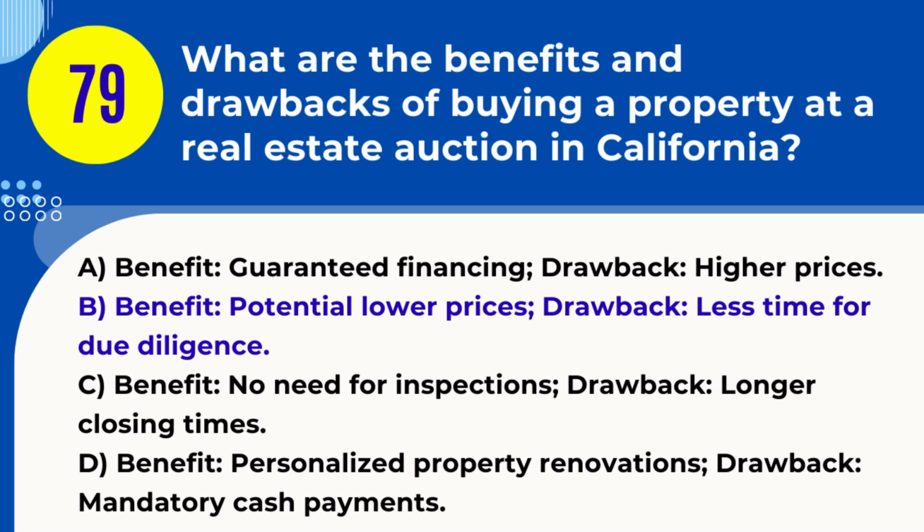Answer. B. Benefit. Potential lower prices. Drawback. Less time for due diligence. Explanation. Buying at auction may offer lower prices, but the drawback is limited time for thorough inspections and due diligence.